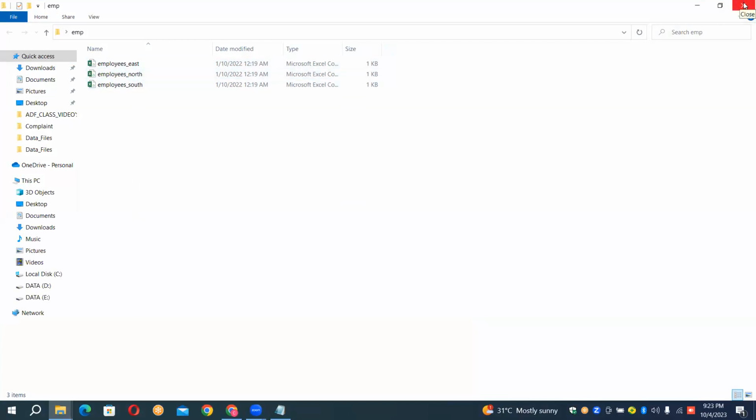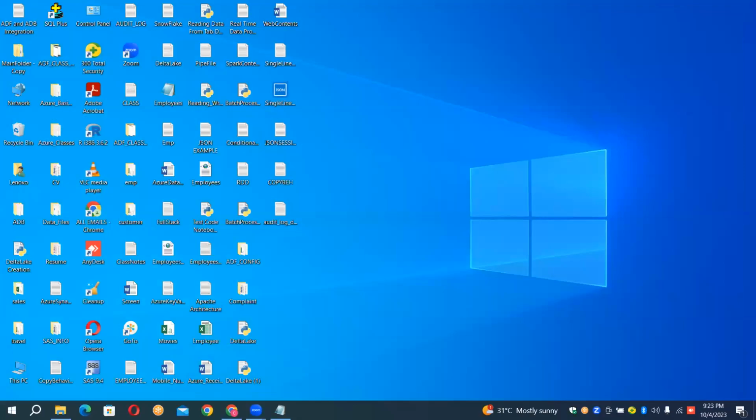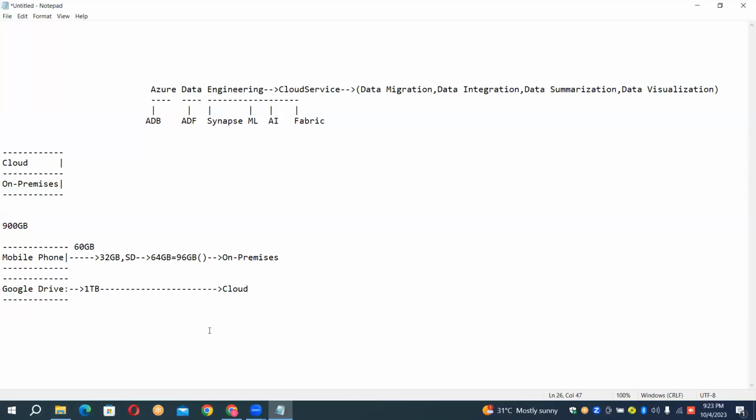These 3 files are local to my system. You cannot access them unless I store them in a Google Drive. So these files are right now in the on-premises environment. These are in the what? On-premises environment.